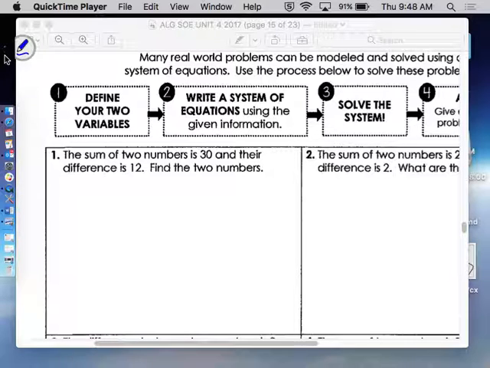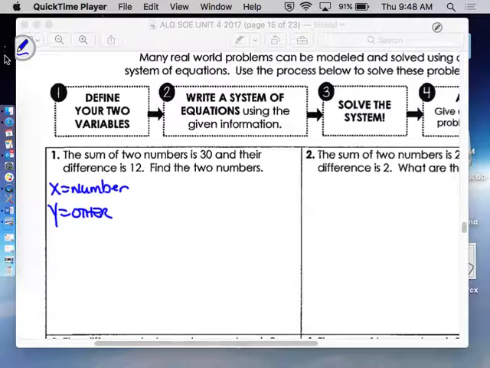The sum of two numbers is 30 and their difference is 12. Find the two numbers. So the object is to use two variables, not to try to figure this out as a brain teaser, but to use two variables for solving. So now I can use both x and y. So let x be one number, and then y is the other number.